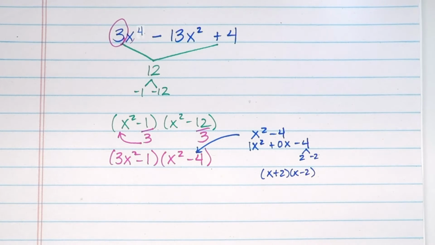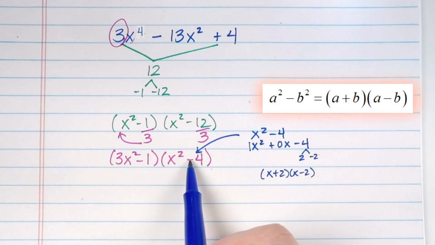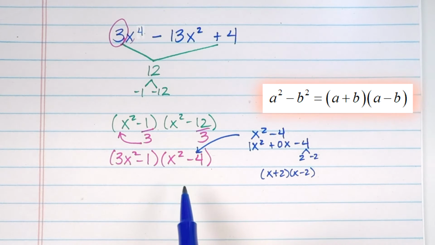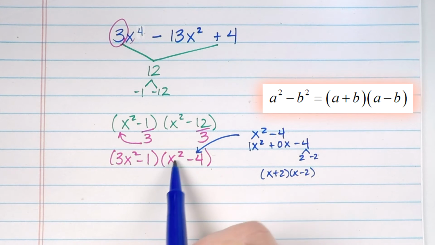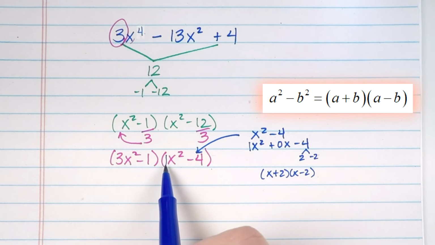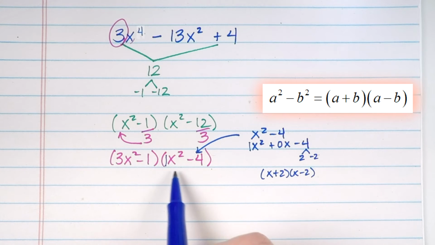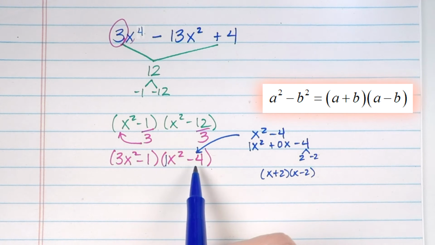And a little hint on whether or not you'll be able to factor it further, look for the difference of 2 squares. So here I have the difference, minus sign, and then I have 2 perfect squares here. 4 is a perfect square, I can find the square root, and same thing here, this 1x squared, we can find the square root of 1, which is just 1.